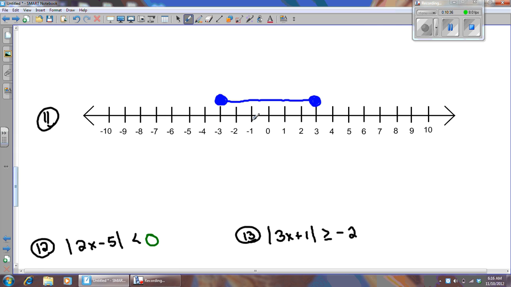Okay, number 11. I've got -3 to +3. Looks like my middle is 0. My midpoint is 0. That's an easy one. Absolute value of x like that. It's an and it's also equal to. And how far are the endpoints from 0? In this case, they're 3 units. There you go. All right.